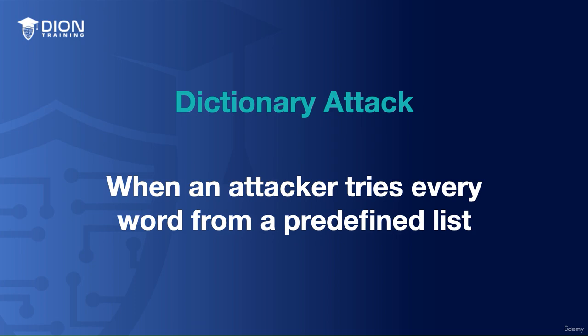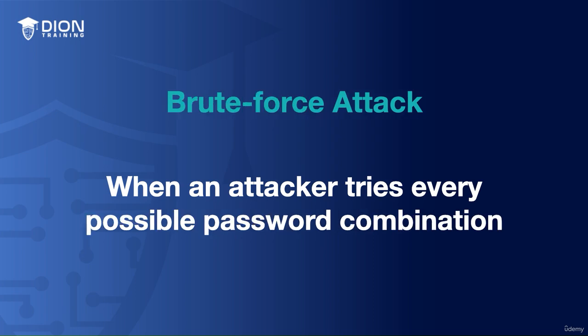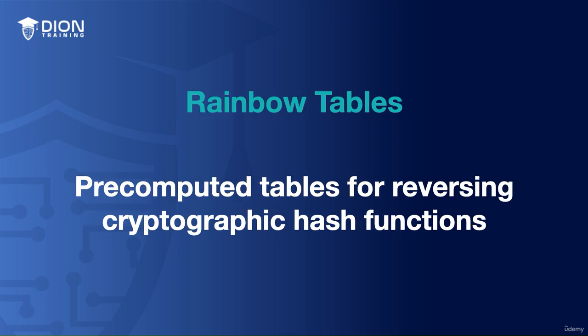Dictionary attacks happen when an attacker tries every word from a predefined list, and this becomes much more challenging because the salt is going to alter the hash outcome for those commonly used passwords. Similarly, brute force attacks, where every possible password combination is tested, become a much more time-consuming process because of this salting process. And finally, we have rainbow tables, which are pre-computed tables for reversing cryptographic hash functions. And these are rendered ineffective against salted hashes because the added salt forces the attackers to compute a new table for each and every salt value, making this type of attack much more impractical.